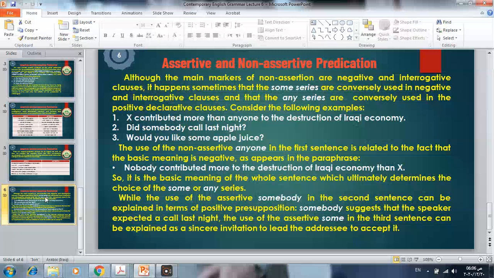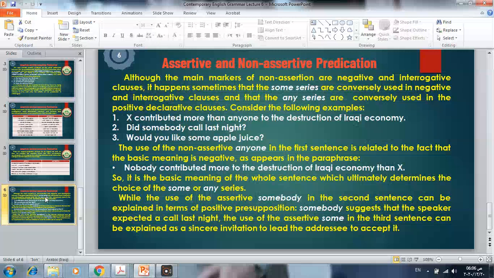Okay, now this is an exception. How can they be used in negative and interrogative clauses, which means that they can be used in the non-assertive system? They are specifically made to be used in the assertive system. However, in certain cases, they can be used in the non-assertive system. The same thing applies for the any series. They can be used in the assertive system.